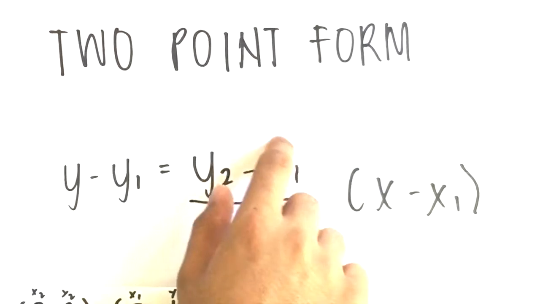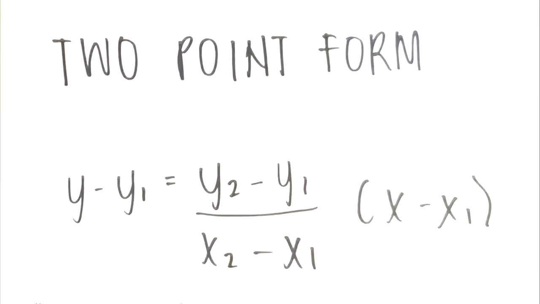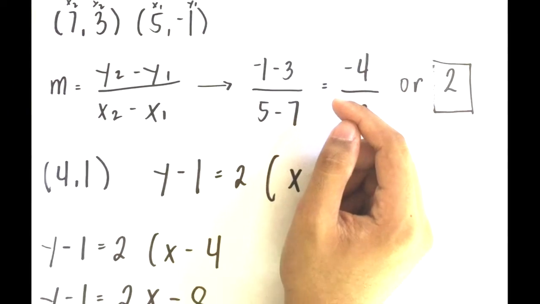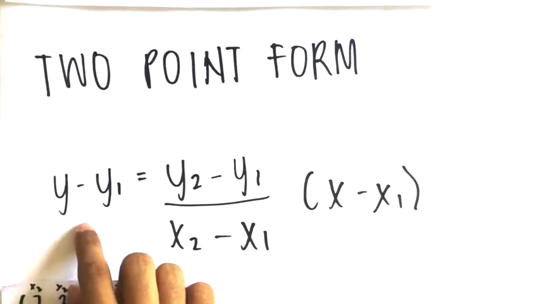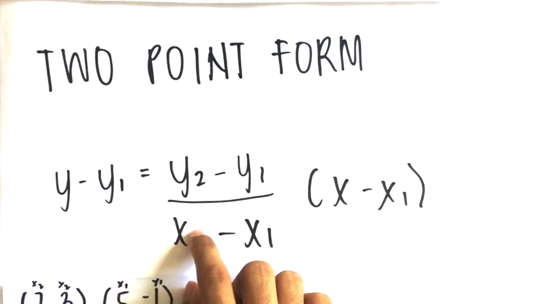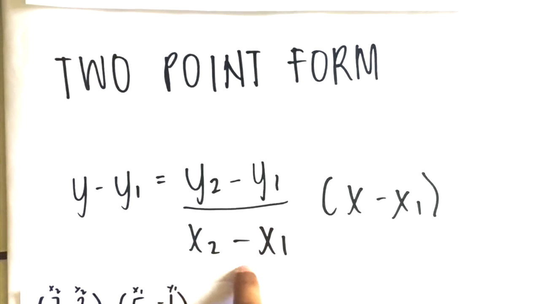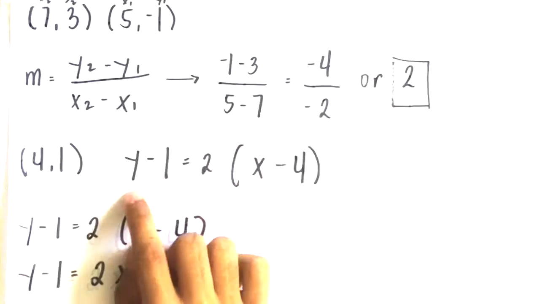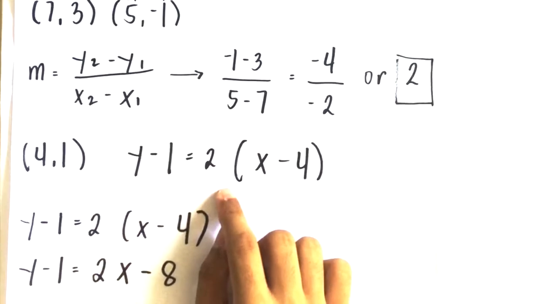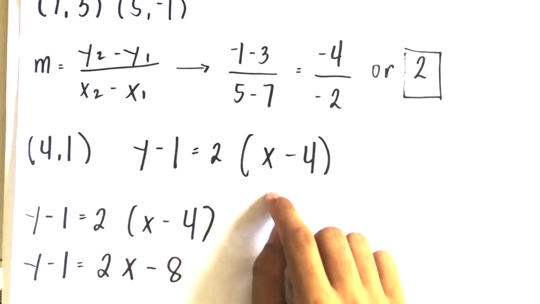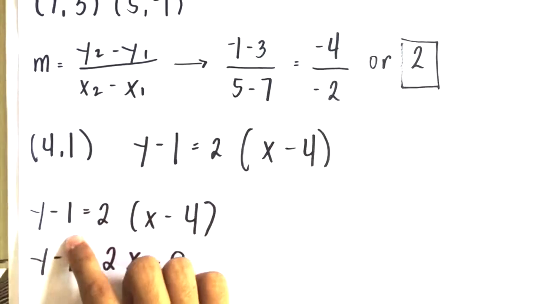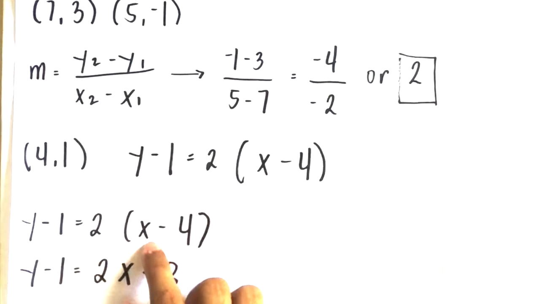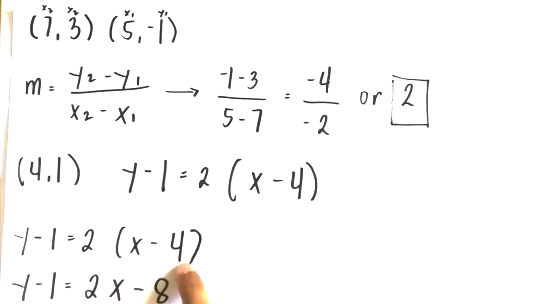So now one part of the formula has been satisfied. So we should replace the other variables by their respective values. Y minus y sub 1 equals y sub 2 minus y sub 1 over x sub 2 minus x sub 1 times x minus x sub 1 becomes y minus 1 equals the slope 2 times x minus 4. Y minus 1 equals 2 times x minus 4. 2 times x equals 2x. 2 times 4 equals 8.